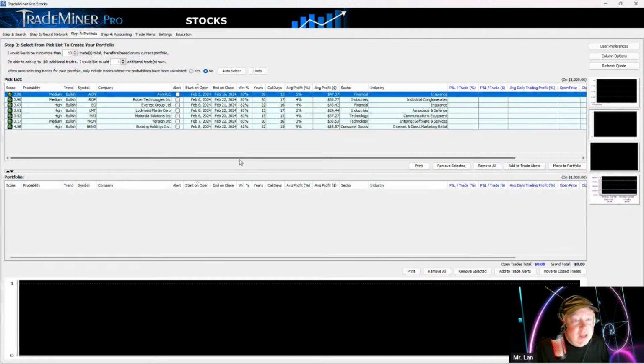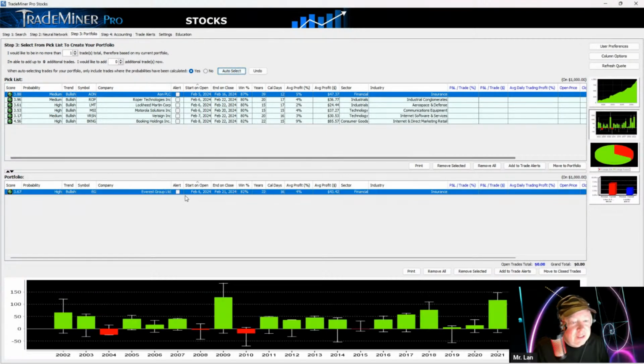So now we got the AI coming in here. Now I would like to be in no more than one, I'm going to just pick one at a time. I like the AI just to pick the very favorite one. One trade total, therefore, based on my current portfolio, I'm able to add one. Yes, I want it to be calculated, which it is, medium, high. So I'm going to calculate it. And we're going to auto select. And that's its favorite one.